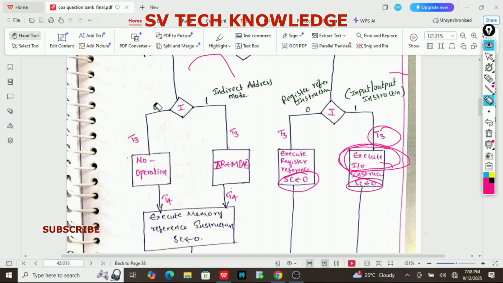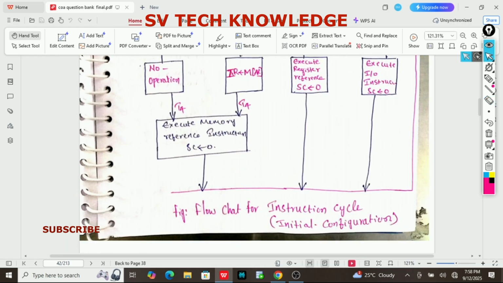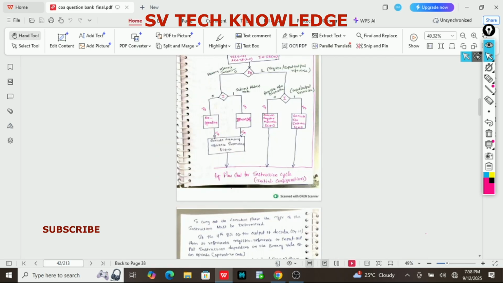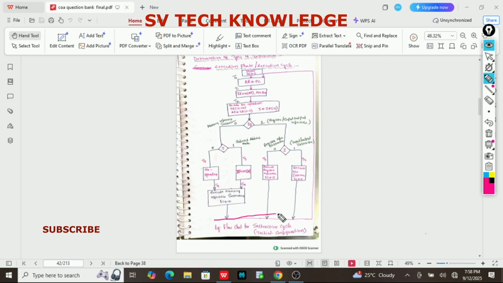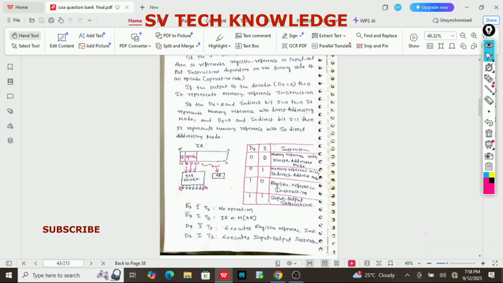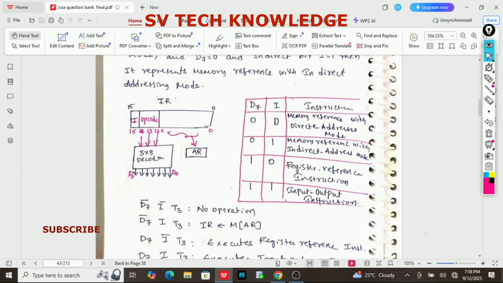So this is how the instruction cycle works for one instruction. The same process continues for all instructions. That's why after completing each and every instruction, the control goes again to the start. Here you have to remember this table clearly. This one is very important.